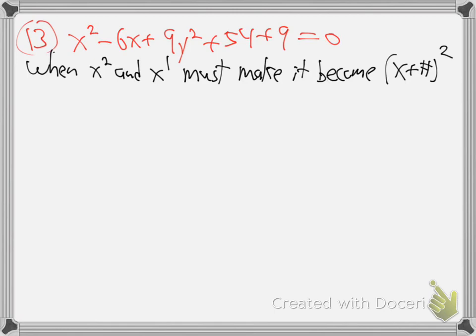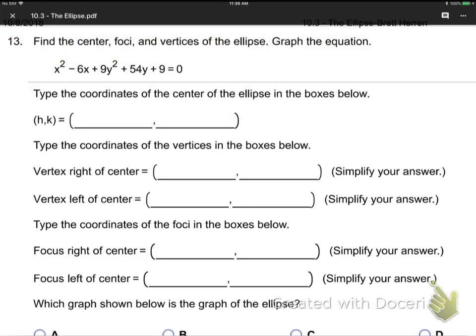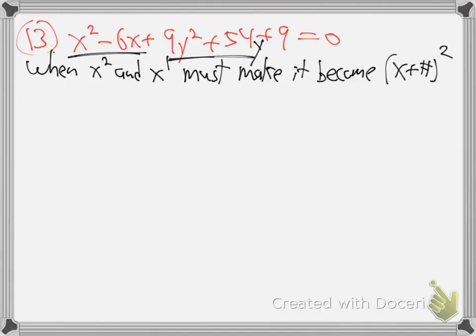Both x and y, we have x squared and regular x, y squared and... Oh, wait, I messed that up. That's supposed to be 54y, sorry. 54y. Let me rewrite that. 54y plus 9 equals 0. Yeah, so we have x squared and regular x, we have y squared and regular y. So when you have that, you've got to complete the square. You've got to make it a square, a parenthesis squared. So, we did a little bit of that with the parabola. So how do we do it?